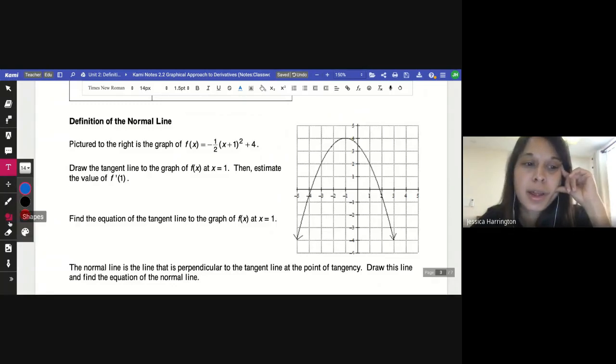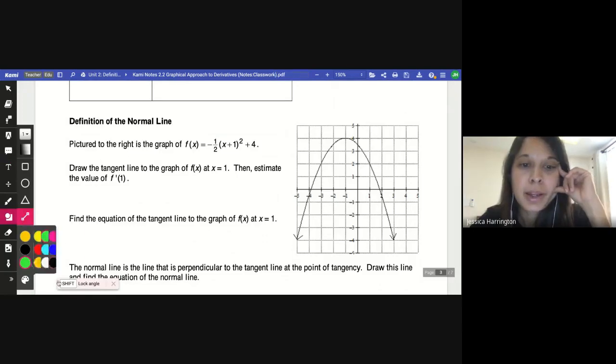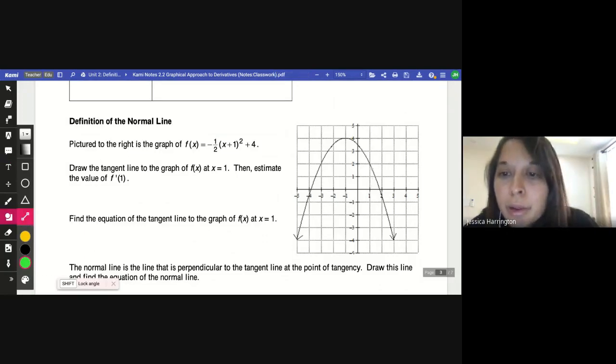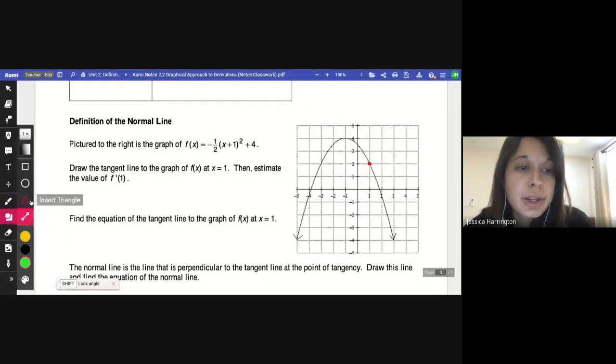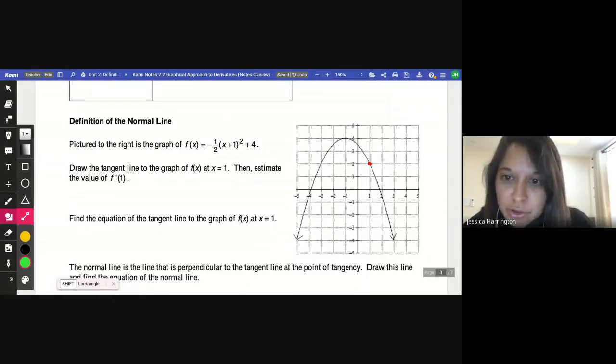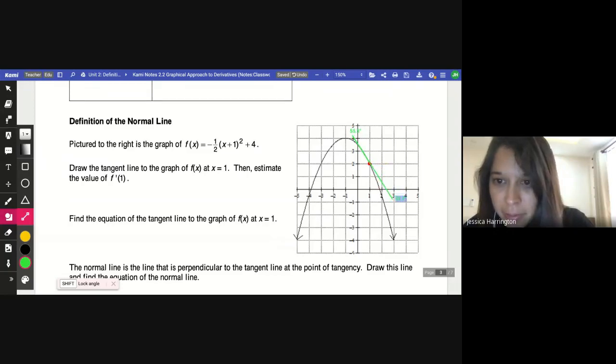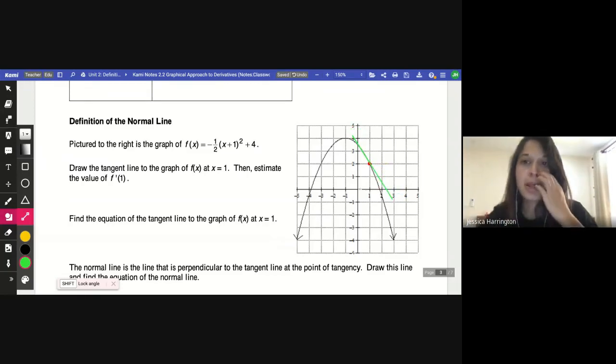Okay, so let me get out my little line. So at x equals 1, it's right here, right? Here's the point. I need my pen first. Here's the point. Okay, now we have to draw a tangent line. So it's going to be a little bit above it. I'm going to try to do my best here. Something like that. Maybe. Where's my estimate?